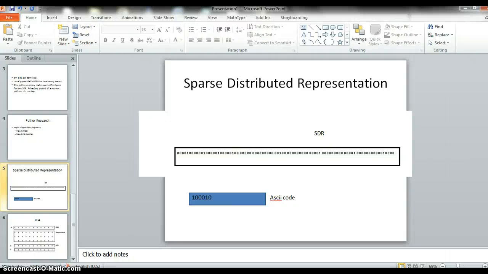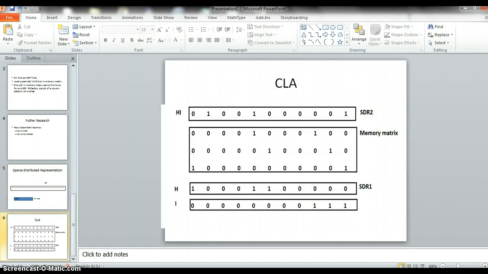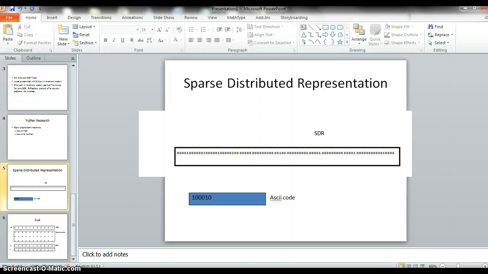Hi, I'm going to talk about sparse distributed representation and CLA. These two terms you may not have understood previously from my previous video. So this is a supporting video.